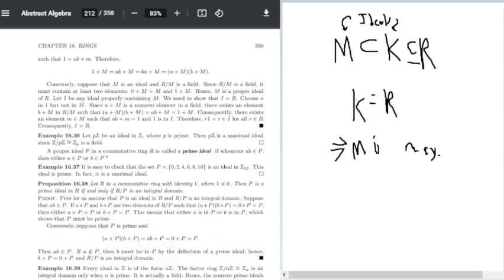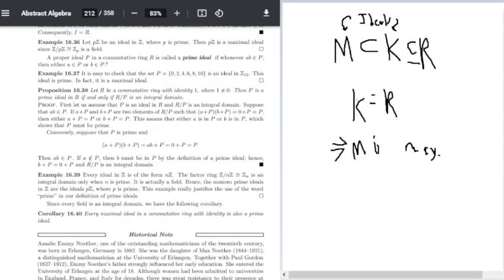But it all makes sense. Example 16.36. Let pZ be an ideal in Z, where p is prime. Then pZ is a maximal ideal, since Z over pZ, which is isomorphic to Z_p, is a field. A proper ideal P in a commutative ring R is called a prime ideal if whenever ab is in P, then either a is in P or b is in P.